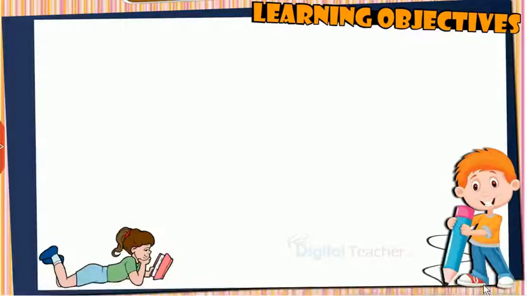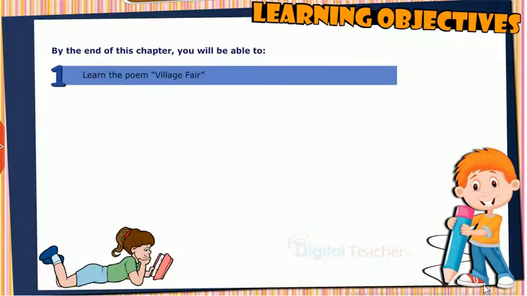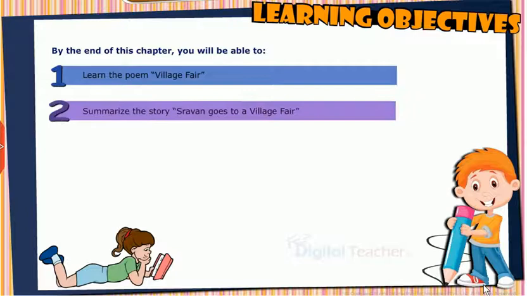By the end of this chapter, you will be able to learn the poem Village Fair. Summarize the story. Shravan goes to a village fair.